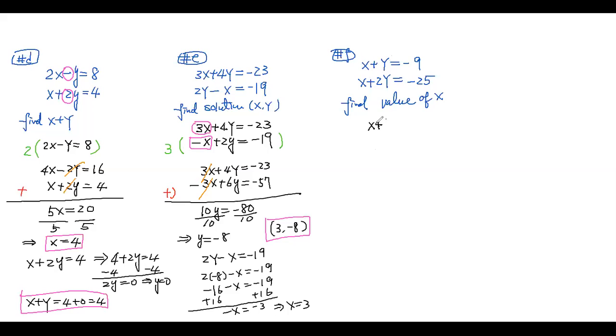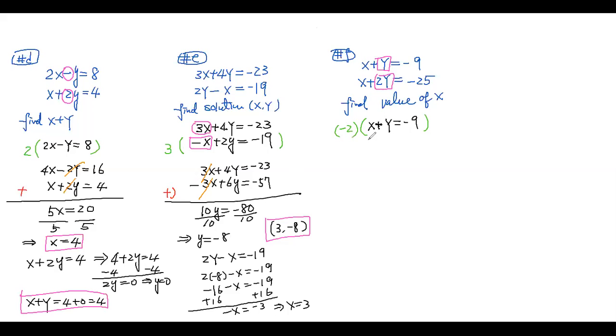So my first equation is x plus y equal to negative 9. And then you look here, you say, hey, here this is positive 2y, here this is positive y. So how do I eliminate? You say, maybe I can multiply by negative 2 on both sides. Then see what happens here.